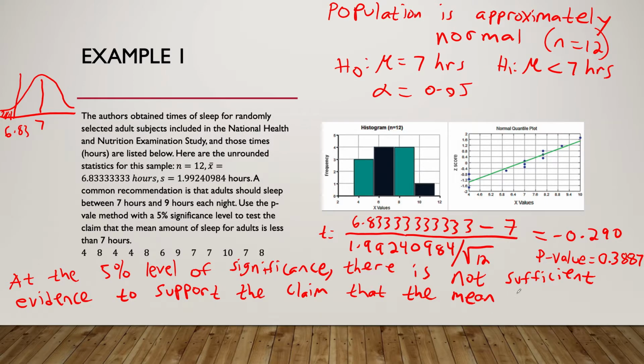Okay, and the mean amount of adult sleep is less than 7 hours, based upon that p-value of 0.3887.